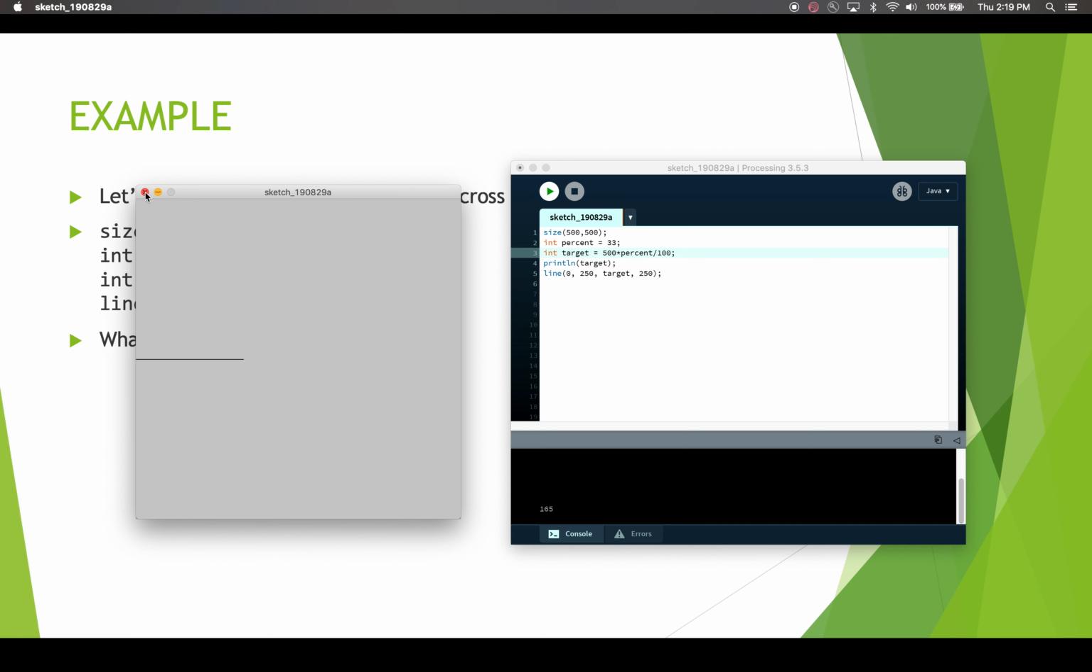Okay, so hopefully that gives you a good sense of how you use integers and literals and operations and the order of operations for assigning things like this.